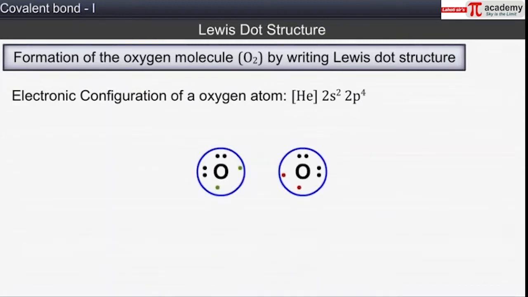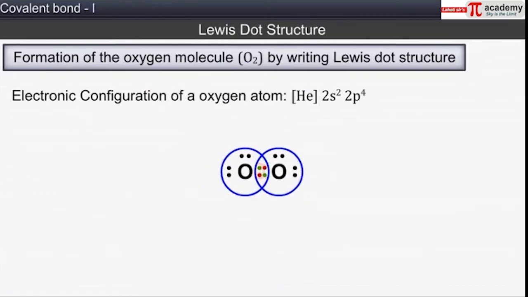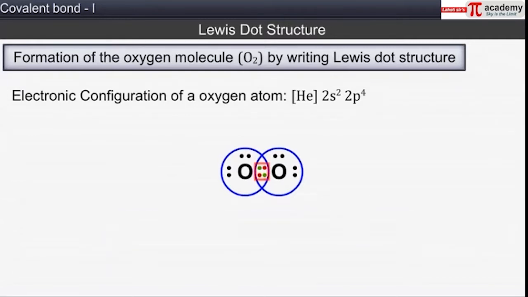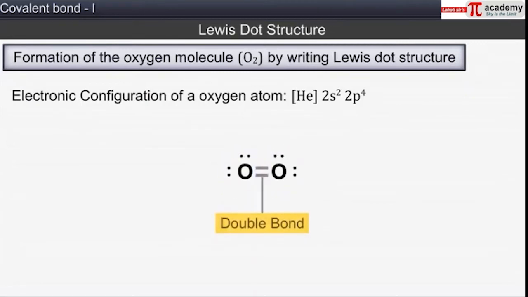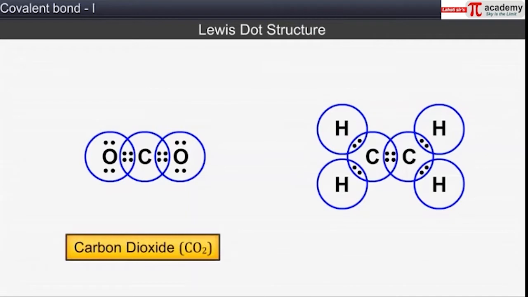When 2 oxygen atoms approach each other, each of the oxygen atom contributes 2 electrons for sharing. Both the oxygen atoms mutually share these 2 electron pairs and attain the nearest octet configuration of neon. As the 4 electrons in 2 electron pairs are shared between 2 oxygen atoms, the 2 oxygen atoms are said to combine by a double bond in the oxygen molecule. Similarly, we can show the formation of carbon dioxide, ethylene, C2H4 molecules by Lewis dot structures as shown.